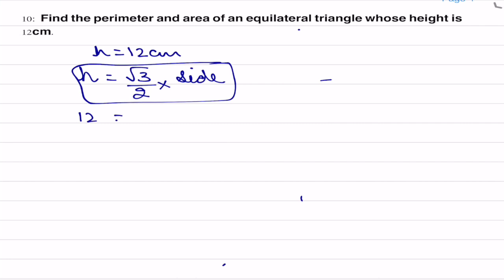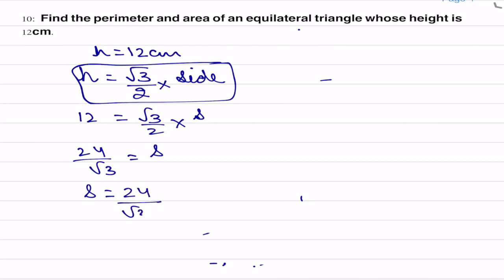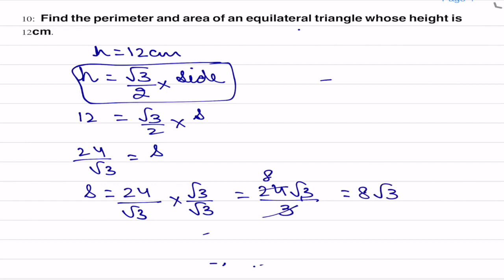So we'll put the value of height, that is 12, equals root 3 by 2 into the side s. So when we cross multiply, we'll see the side is 24 upon root 3. The denominator is in square root form, so we have to first rationalize the denominator, as I have already explained this in the trigonometry topic also. 24 upon root 3, root 3 is under the square root, so multiply and divide with the same number. So 24 root 3 upon root 3 into root 3 is 3. This is cancelled. So what is the side? 8 into square root of 3 centimeter.